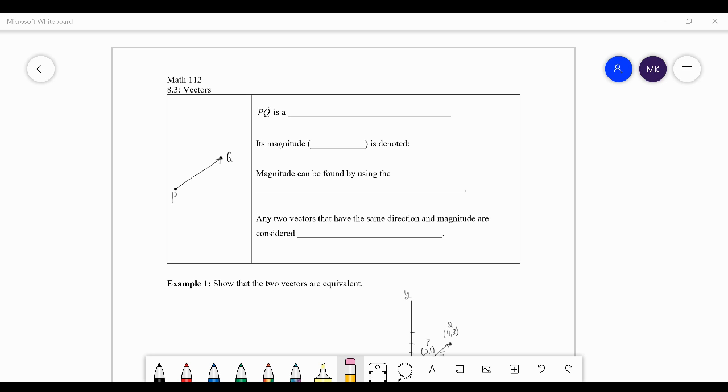Hey guys, welcome to part 1 of our lesson on section 8.3, vectors, for Math 112. The reason this is going to be a two-part lecture segment is because we are dealing with a new concept of vectors, and there's a lot of base definitions and ideas that I want to get in here in this first video before we get into some of the real meat and potatoes in our next video.